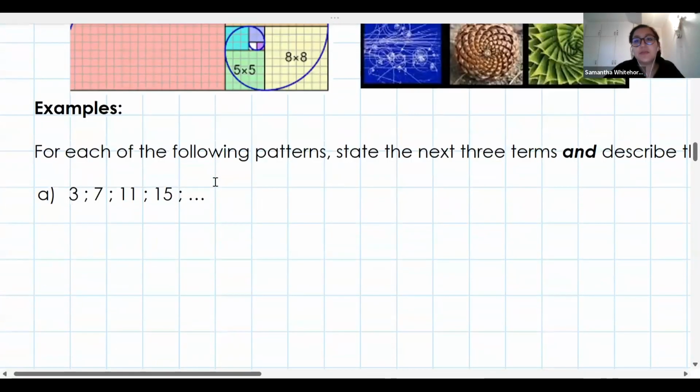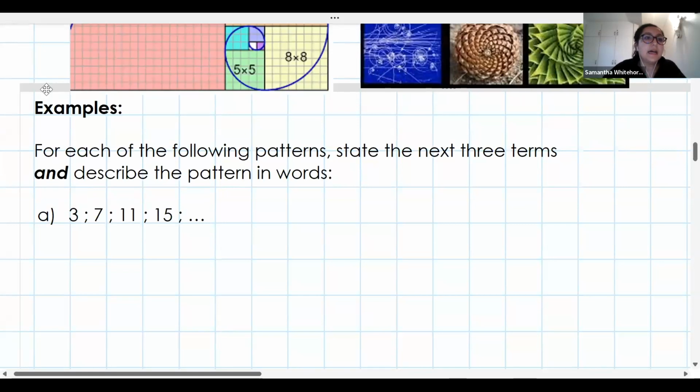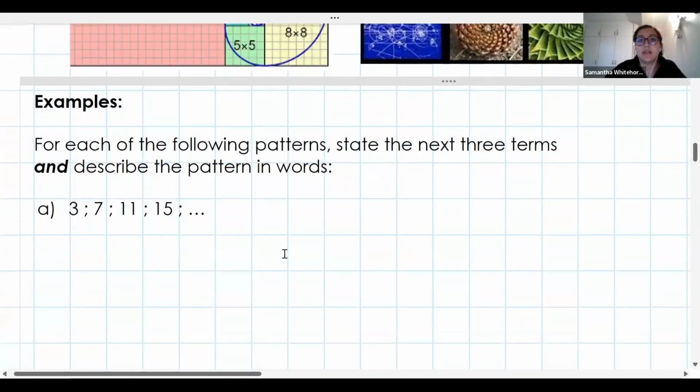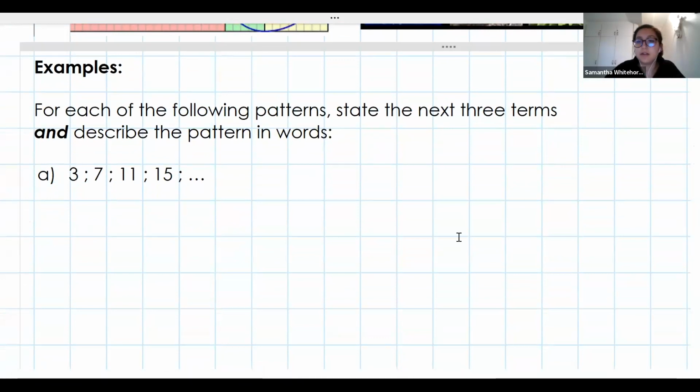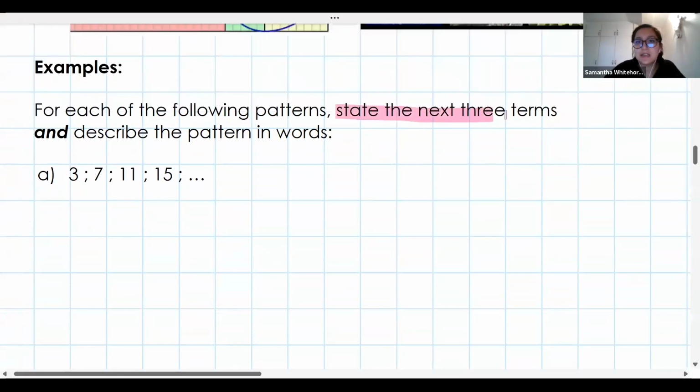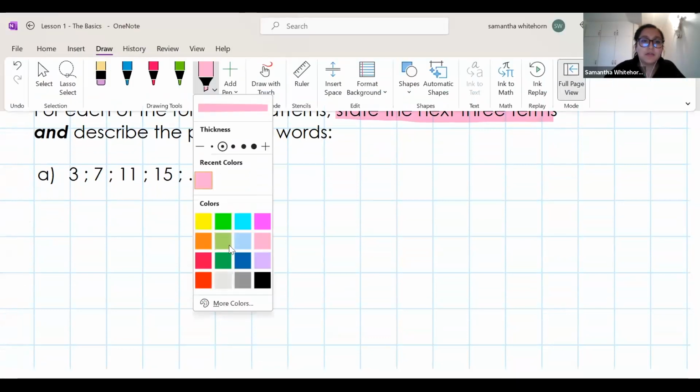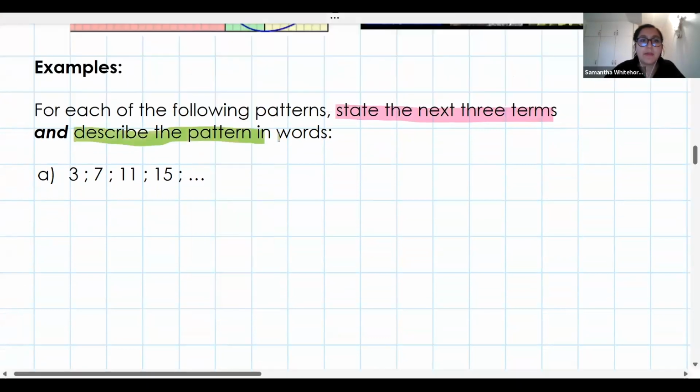Right, so if we look at this first pattern that we have here, and I just want to bring this down to the next line so we can see what's going on. Our very first pattern is 3, 7, 11, 15. I've got two parts to this question. My first part is state the next 3 terms of this pattern. And the second part is describe the pattern in words. So there's 2 things I want us to do here. I'm going to do the first one with you, and then you'll try the next one by yourself.